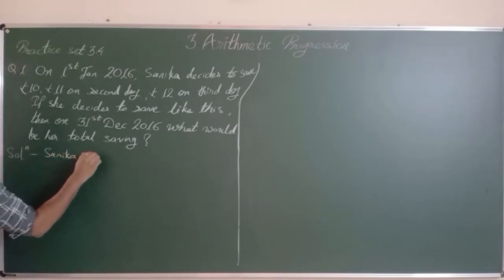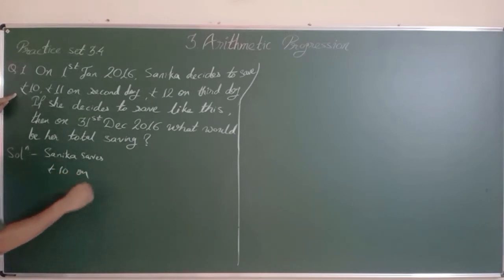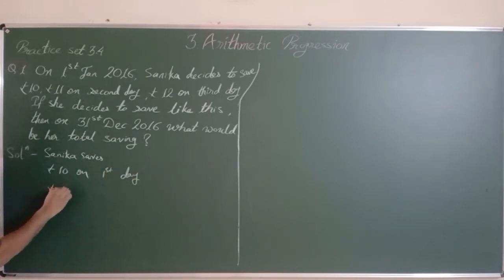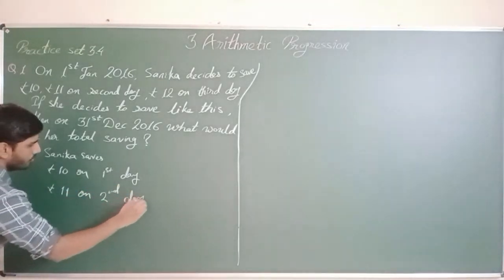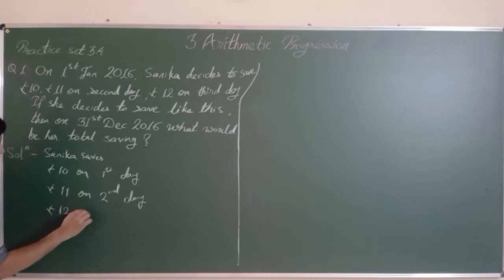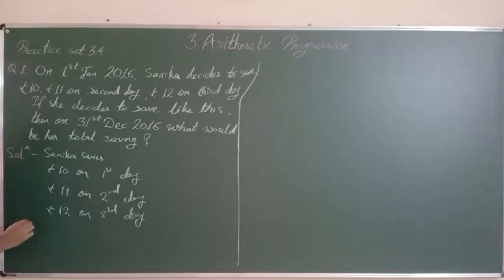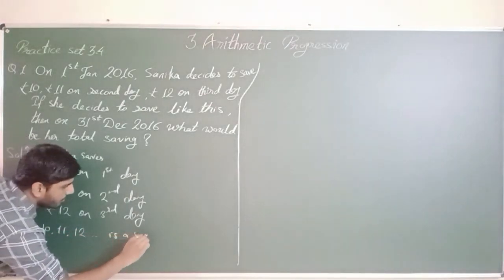Sanika saves rupees 10 on first day, rupees 11 on second day, rupees 12 on third day. Therefore 10, 11, 12 is a sequence.